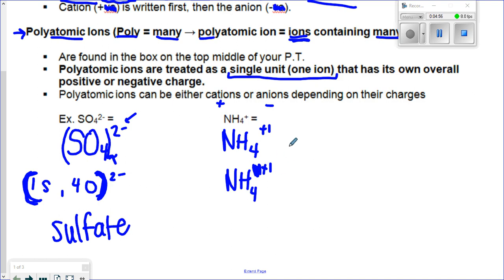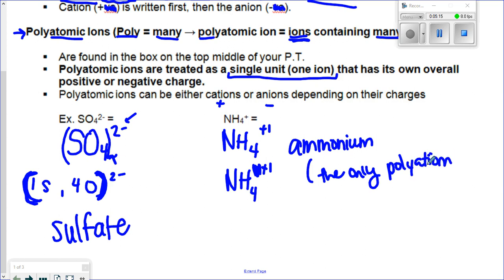That one is actually ammonium. And ammonium is the only polyatomic cation.